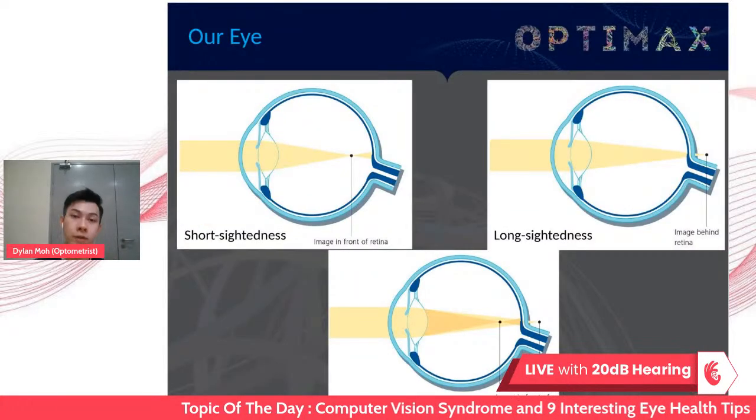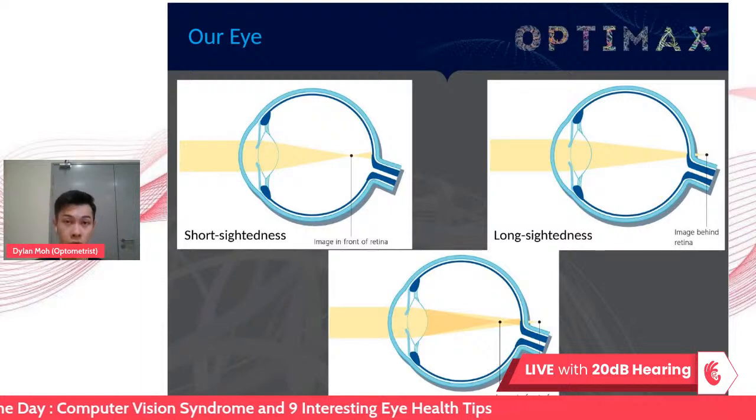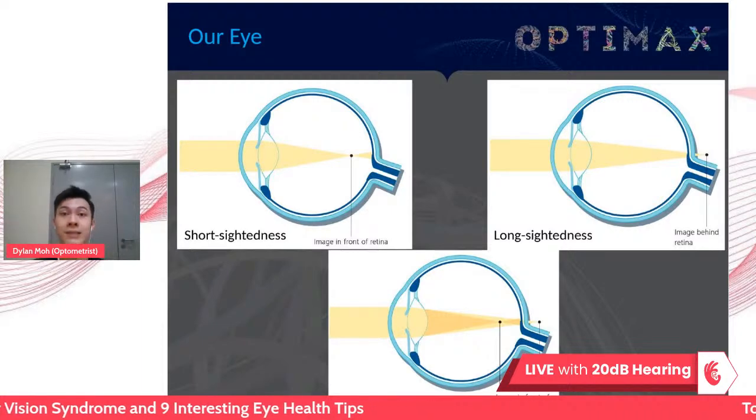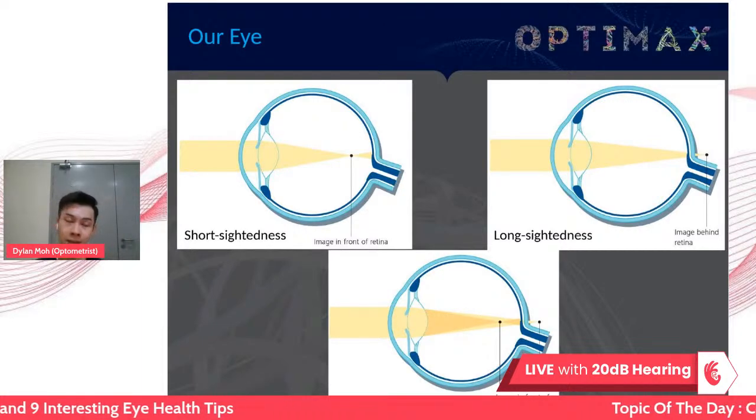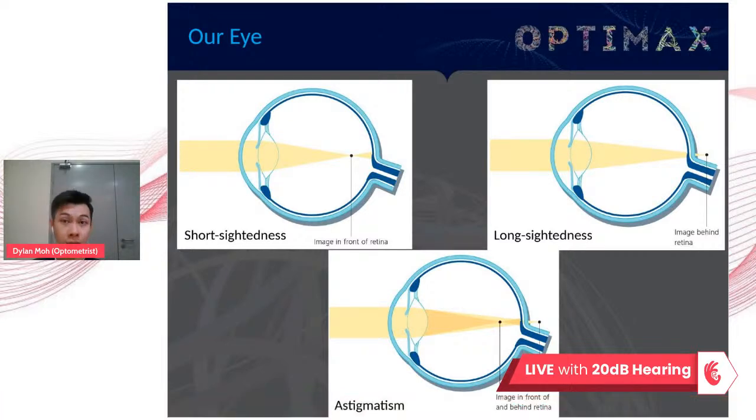A lot of people may be wondering, why are we having short-sightedness, long-sightedness? We also have astigmatism, also known as si lao la. We also know them as jin shi, yuan shi, and san guang, like rabun jauh, rabun dekat, and astigmatism.